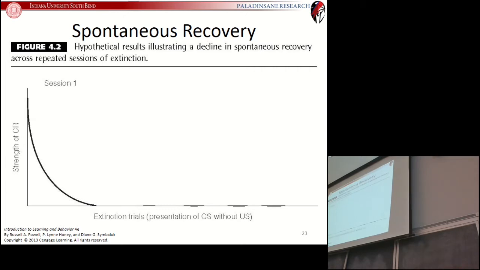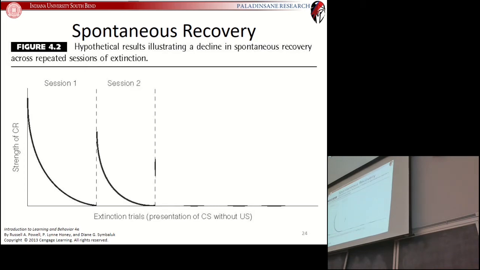What can happen is they might go home that night, and they might have a good rest, and they might sleep on it, and they might be like, oh, thank goodness, the extinction procedure worked. And the next morning, they wake up, and they see a spider in their kitchen, and they freak out, and all the fear comes back. Not all of it, a lot of the fear comes back. And what's happening to them is they're going through spontaneous recovery.